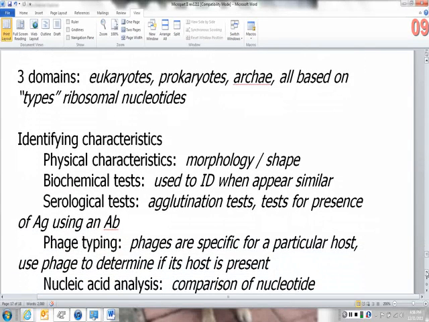While attempting to identify microbes, initially we can describe their physical characteristics such as the morphology or shape. Sometimes this is enough for identification, but often they appear too similar and we must use biochemical tests to distinguish them.